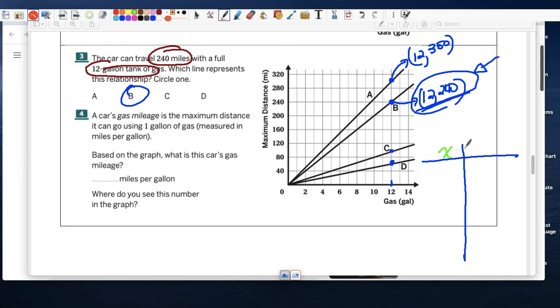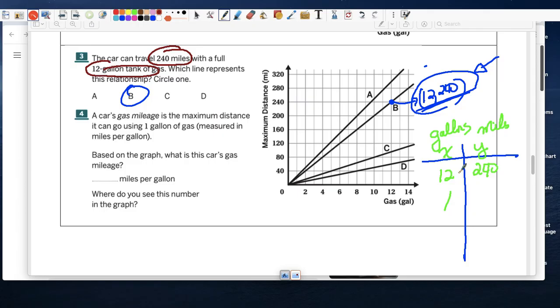So x and y. The x value is 12. The y value is 240. The x represents the gallons, and the y represents the miles. So this is what they gave me. So I'm going to erase everything else. Imagine that all you had was the point 12 and 240. And you're asked, hey, your car can go, with 12 gallons, it can drive 240 miles. What about 1 gallon? Well, how would you do it?